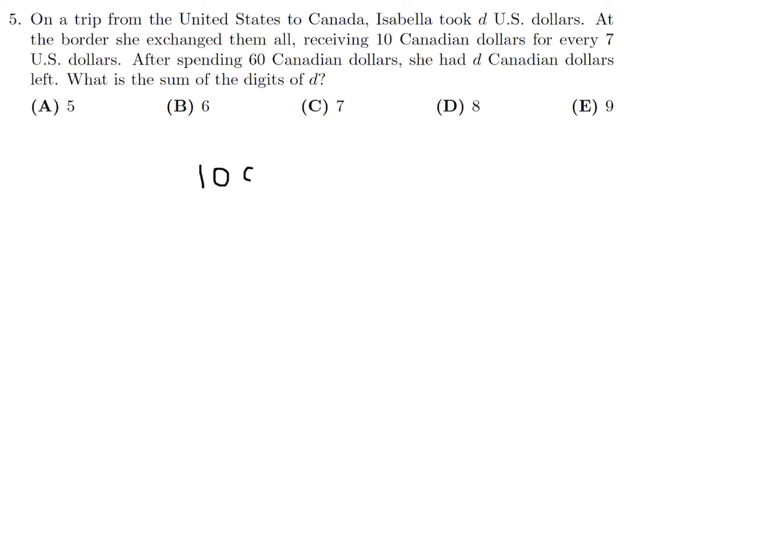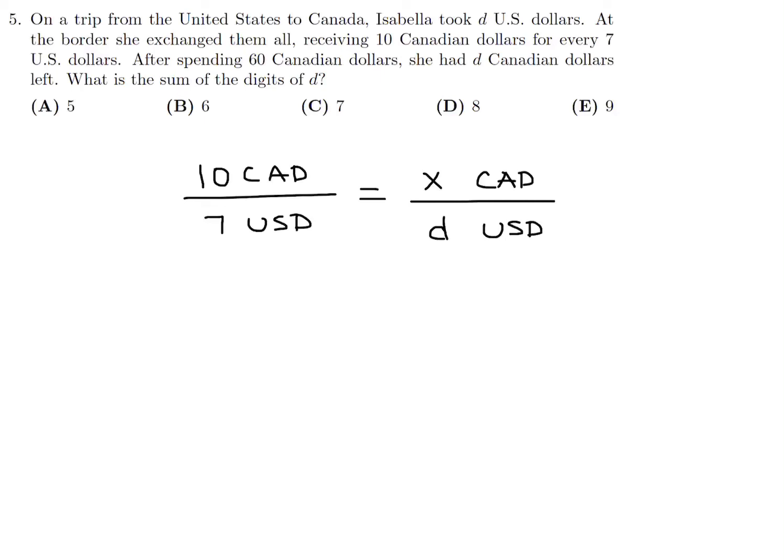So the exchange rate that she received is 10 Canadian dollars to 7 US dollars. And when she does, she receives a certain amount of Canadian dollars. We don't know, so I'll just refer to that as X. And the initial amount of US dollars, they tell you, is D right here. So we now just cross multiply, and we'll get 10D is equal to 7X. And therefore X is 10D over 7. And this represents the amount of Canadian dollars she received when she exchanged her US dollars.